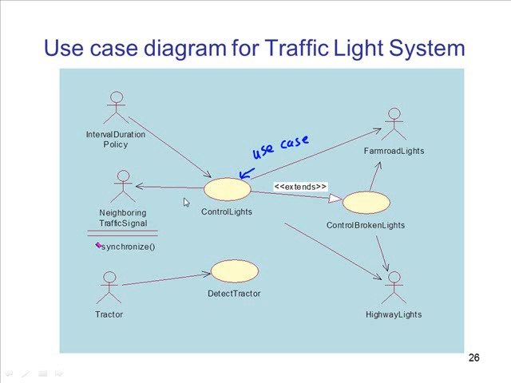Now, sometimes actually traffic lights fail. Okay? So we can have a special case when the traffic lights are not working. So in this case, this use case diagram includes these control broken lights. So control broken lights is a use case which is going to control the traffic lights basically when something is wrong. Okay? And in this case, this control broken light use case is actually going to initiate the communication with the traffic lights and the highway lights. So the objects we have are the farm road lights, the highway lights, the tractor, neighboring traffic signal, interval duration policy. These are the objects we have in our system.